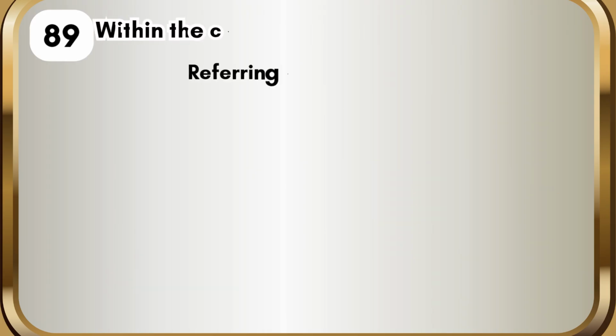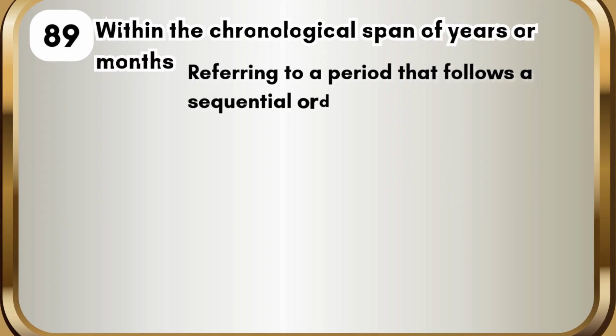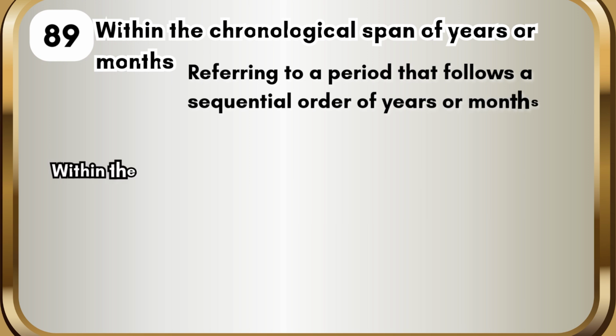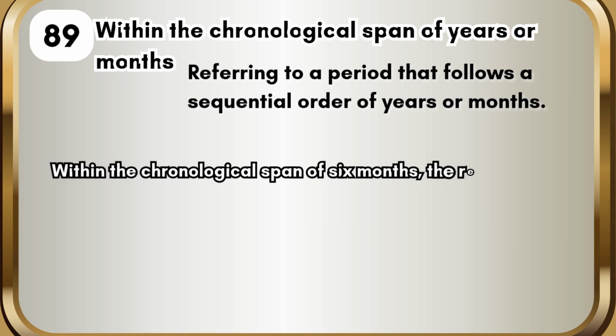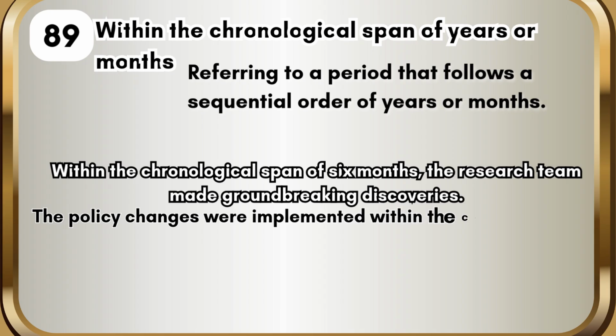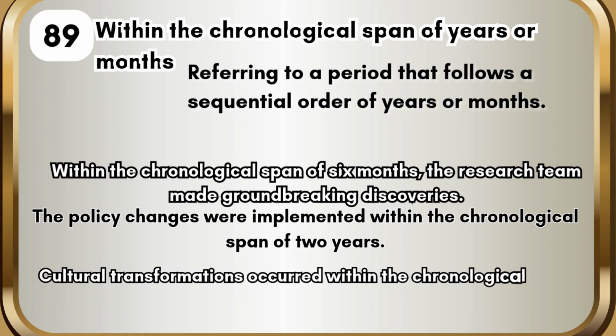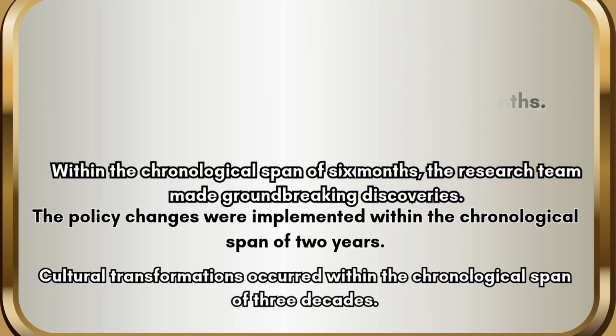Within the chronological span of years or months. Referring to a period that follows a sequential order of years or months. Within the chronological span of 6 months, the research team made groundbreaking discoveries. The policy changes were implemented within the chronological span of 2 years. Cultural transformations occurred within the chronological span of 3 decades.